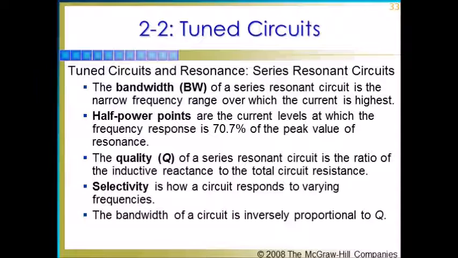The half power points is simply put the 70.7% of the peak value of resonance. The quality is the ratio of the inductive reactance to the total circuit resistance, while the selectivity is how a circuit responds to varying frequencies.